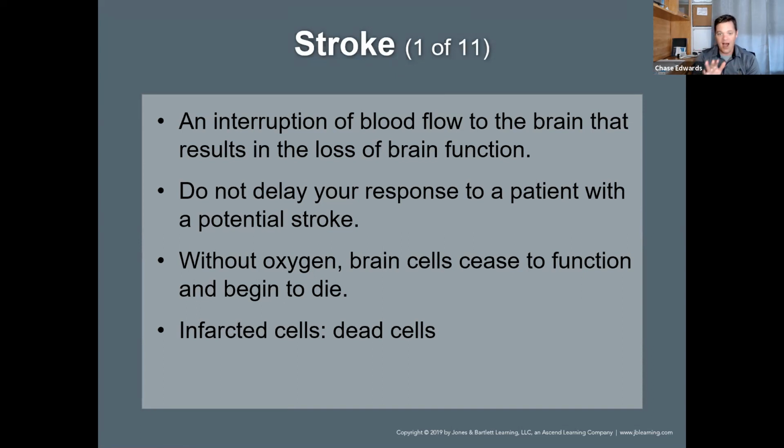Without oxygen, brain cells cease to function and begin to die. How many minutes? Does anybody remember how many minutes? It's between these two numbers, between this and this many minutes, that brain damage is irreversible. 4 to 6. 4 to 6 is usually the big number. You start to get brain ischemia, but it becomes irreversible after 4 to 6.